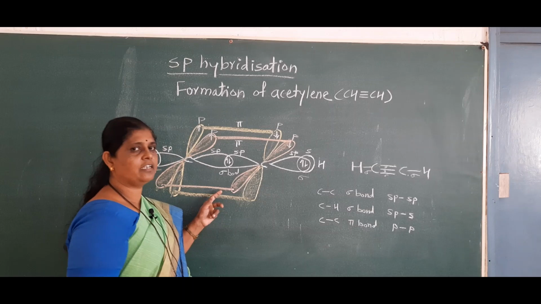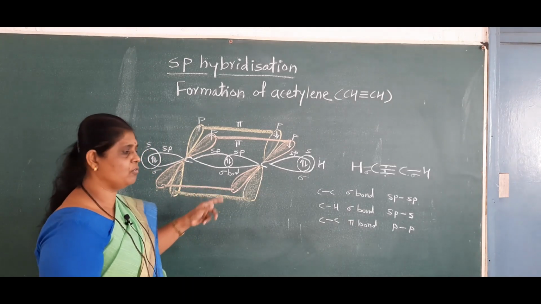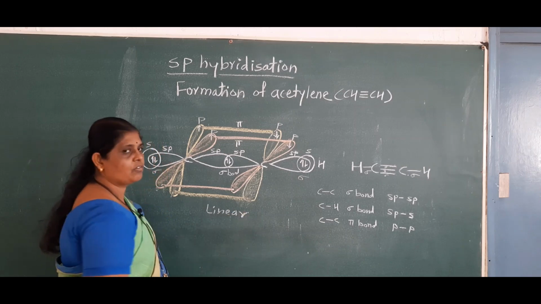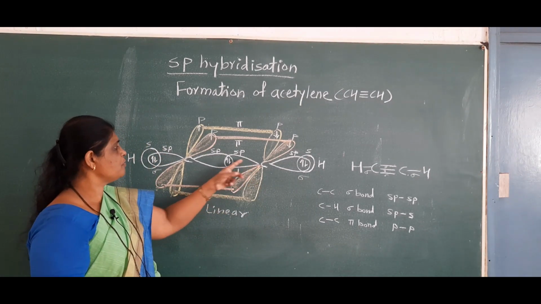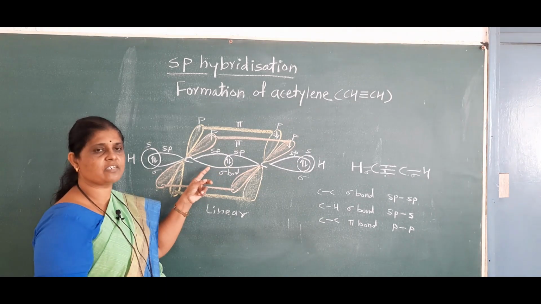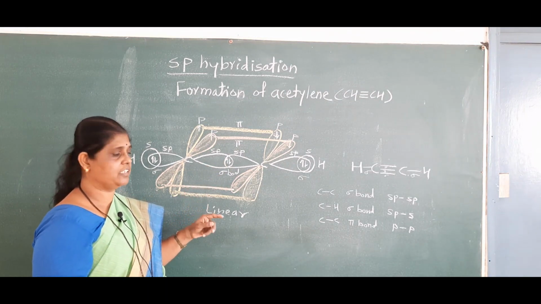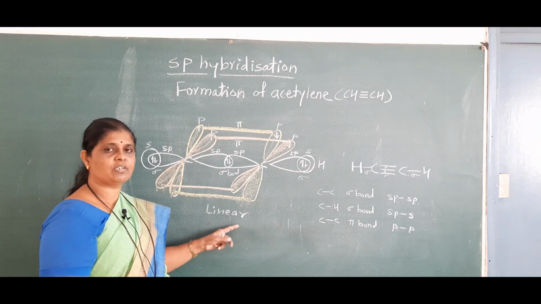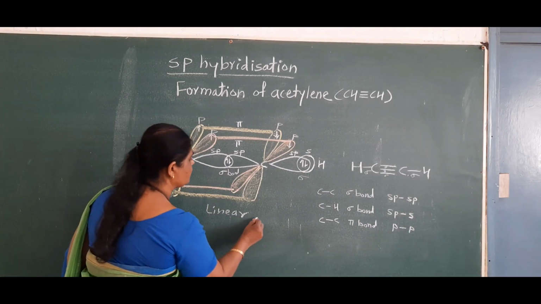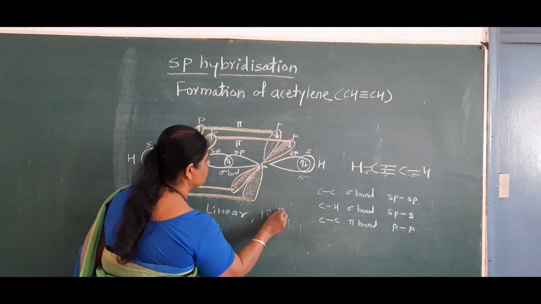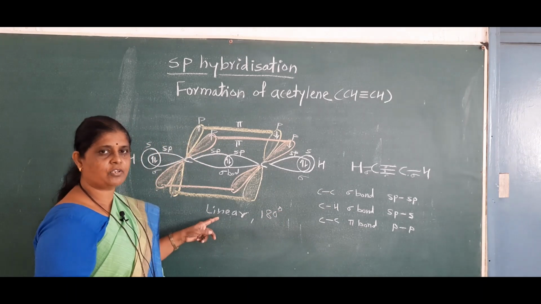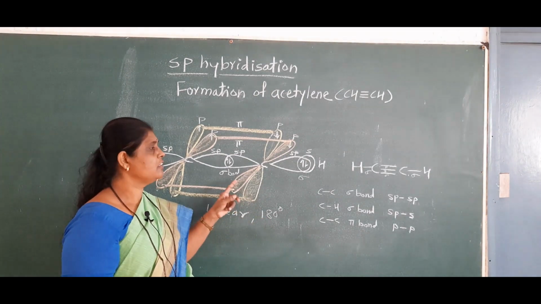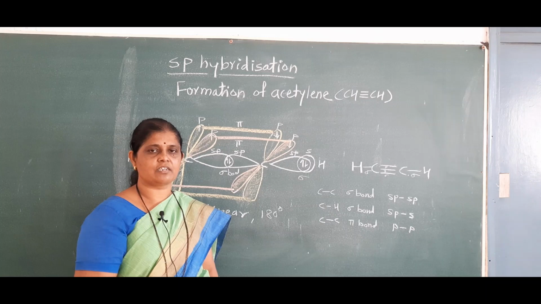In case of acetylene, the shape of the molecule is linear, as sp hybrid orbitals orient in space having angle 180 degree. Therefore, the shape or structure of the molecule is linear and the bond angle is 180 degree. This is formation of acetylene.